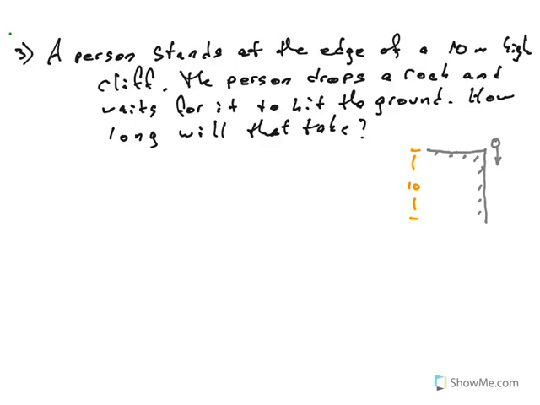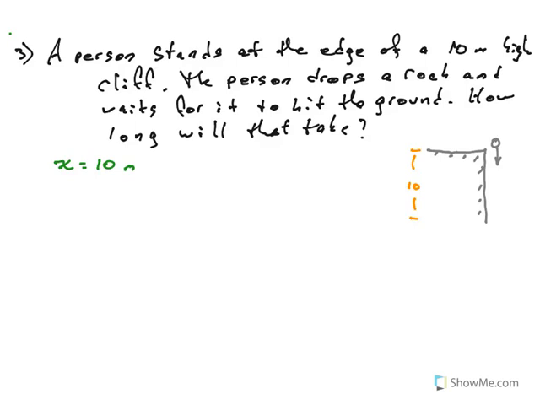Okay. Well, first of all, the question's asking, how long does it take for the rock to go from the top of the cliff to the bottom of the cliff? That's basically what it's asking. So, what do I know? Well, I know how far the rock's going to fall. The distance traveled by the rock is going to be 10 meters. That's the height of the cliff. It goes from the top to the bottom. That's how far it goes.